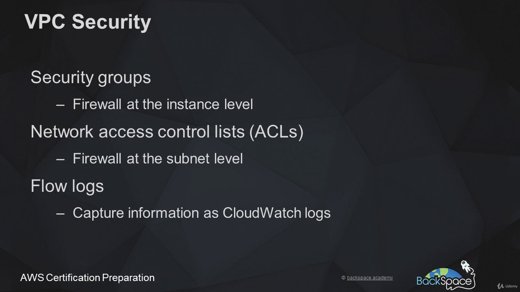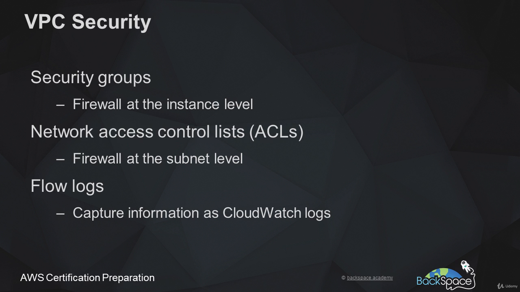Whereas network access control lists are associated to subnets. They're not associated to instances, they're associated to subnets. So they provide an extra layer of defense. If you launch an instance into a subnet and it doesn't have a very good security group, the network access control list will provide a second layer of security. It will control that instance launched within that subnet, even if it does have a poor security group.